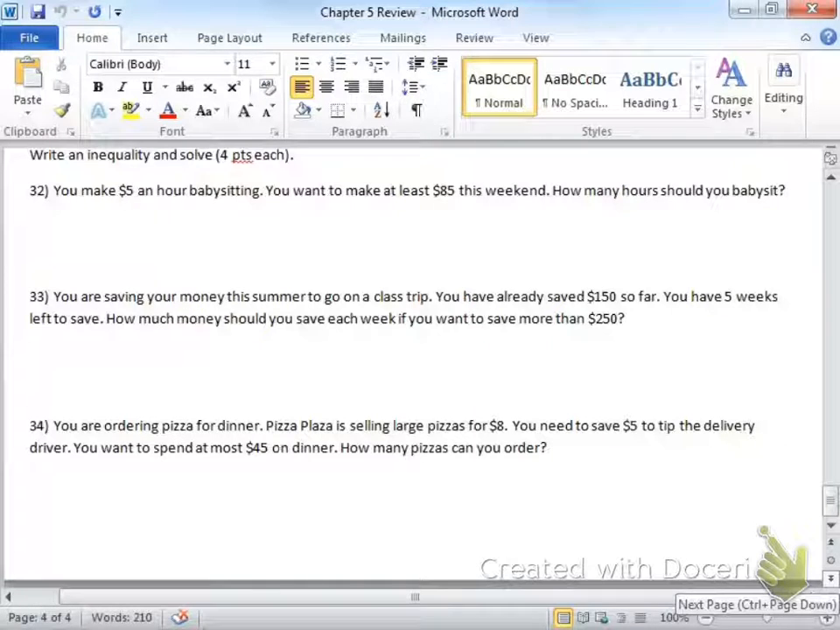Alright, the last section on your test tomorrow will be very similar to this. You'll have 3 word problems. They're worth 4 points each, so a total of 12 points for the word problem. So make sure if this is something you're struggling with, you study it tonight.